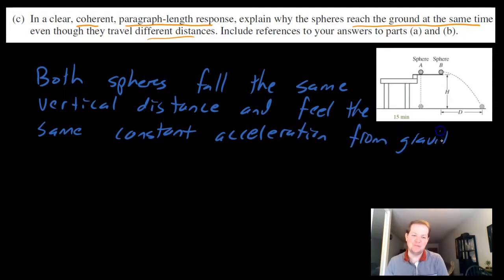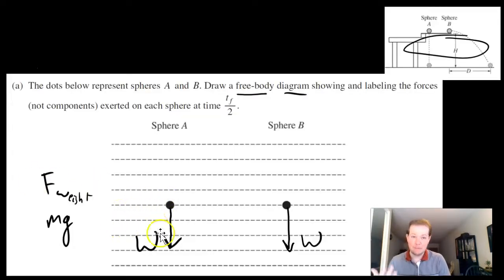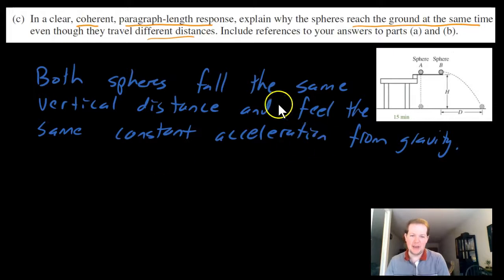Now, to be honest, maybe I should go back and say they feel the same force and therefore the same acceleration, because it does say to use stuff in A and B, and in A I'm making free body diagrams. If I have time, maybe I'll go back and fill that in. Okay, but if this is just a projectile problem, well, this is true. They fall the same vertical distance and they have the same constant acceleration. Let's see, what else?